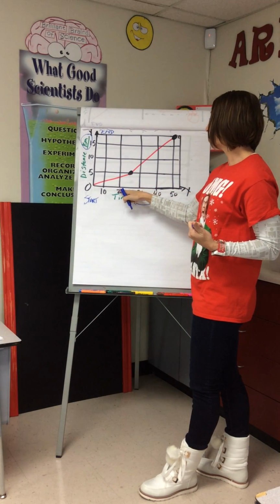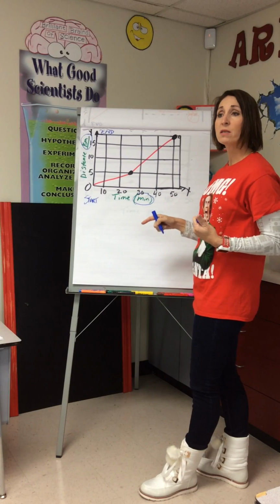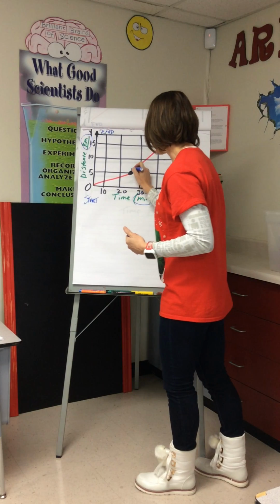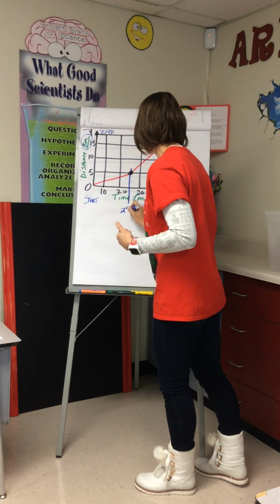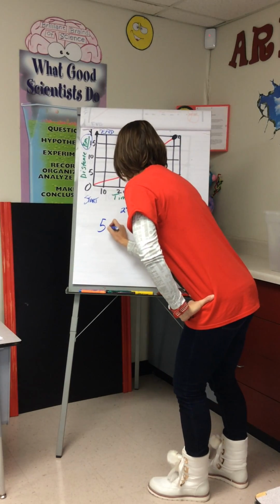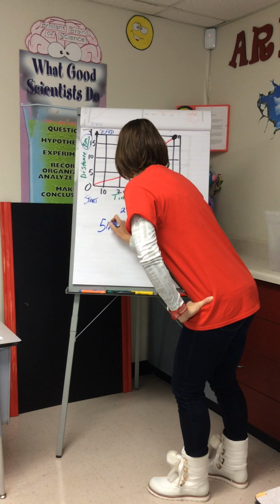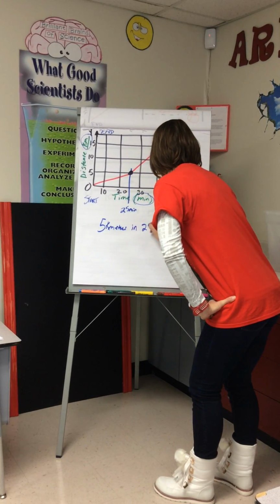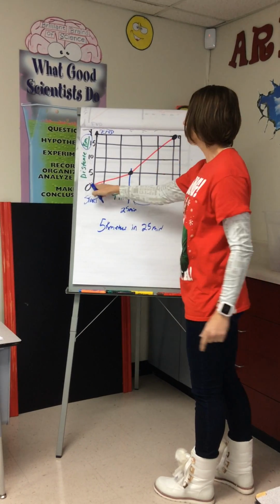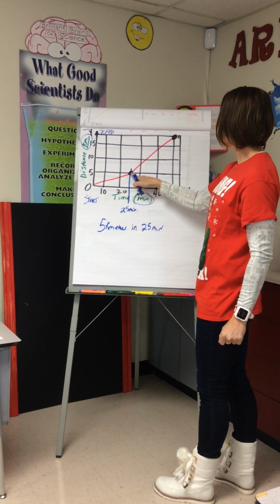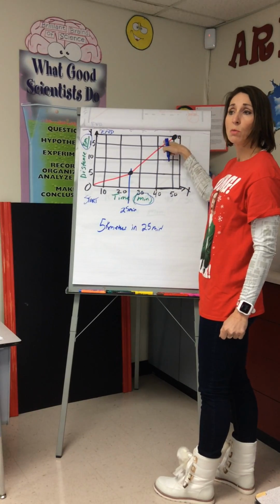Then they stopped between 20 and 30. What is in between 20 and 30? 25. So right here is the 25 minutes. So the car moved 5 kilometers in 25 minutes. Then the car moved faster. This will be a faster speed.